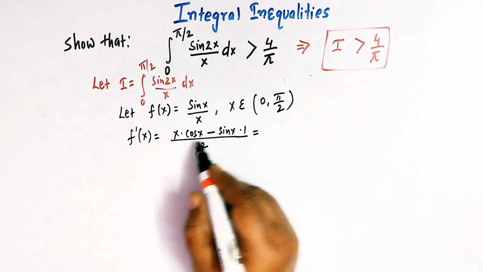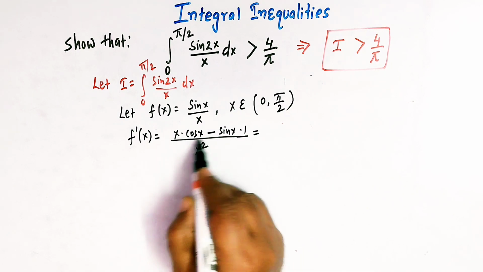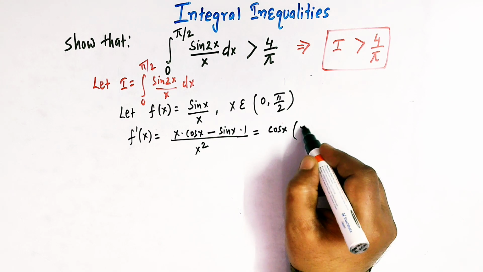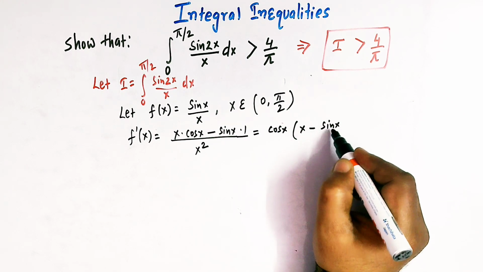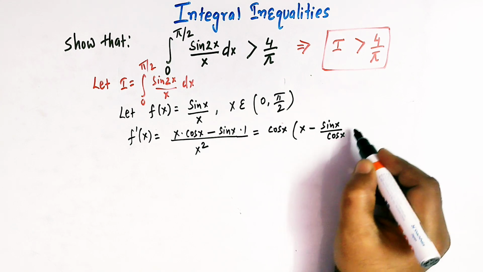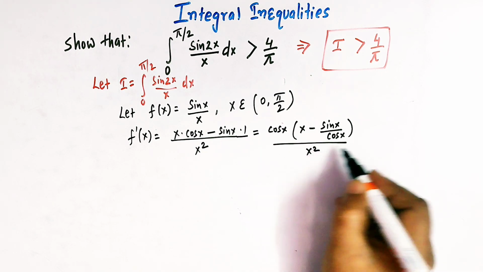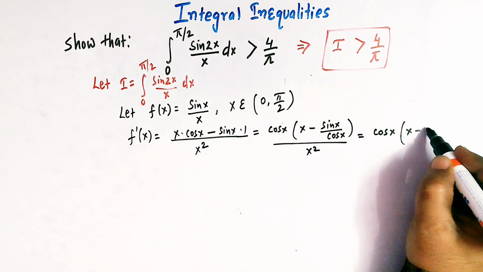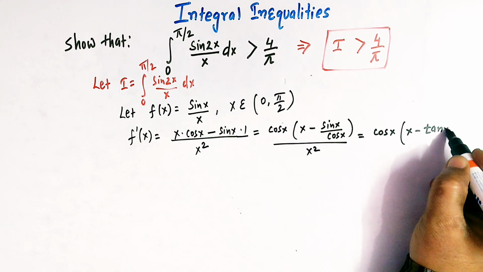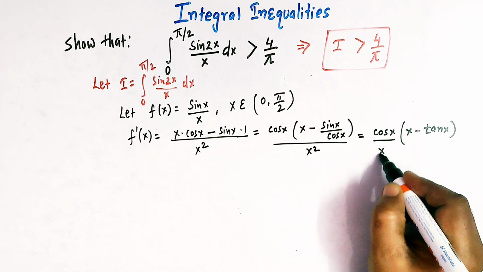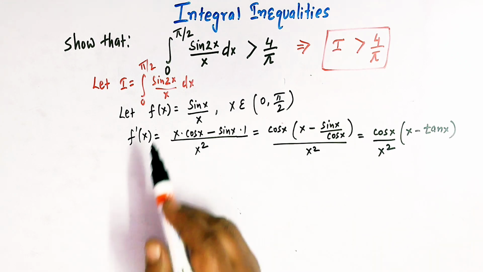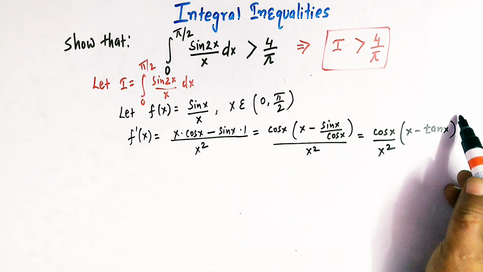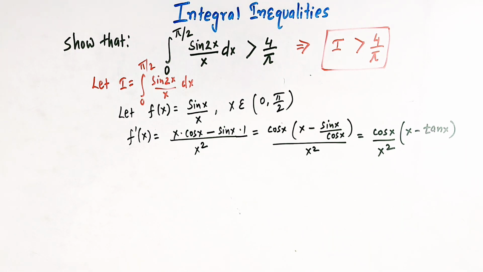So here we can take cos x common in the numerator. So we have cos x, then we can write x minus sine x over cos x, and in the denominator we have x square. So we can now write it as cos x, and we have x minus tan x, and in the denominator we have x square, right? So the derivative of f of x is given by f prime of x, which is equal to this expression.